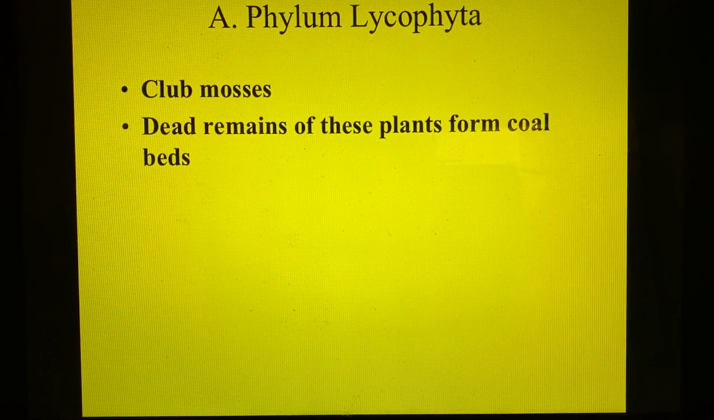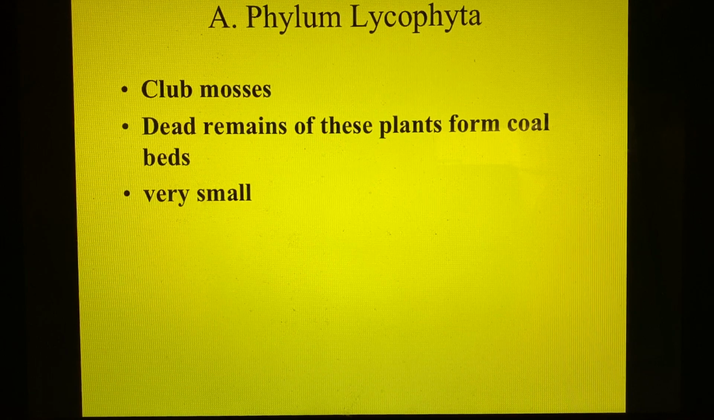Dead remains of these plants formed all the coal beds. Now, that's important in Pennsylvania because we were sitting on the mother lode of coal, both anthracite and bituminous. You know, most of that's been removed at this point except for some open pit mining.